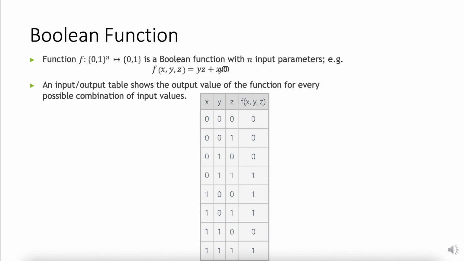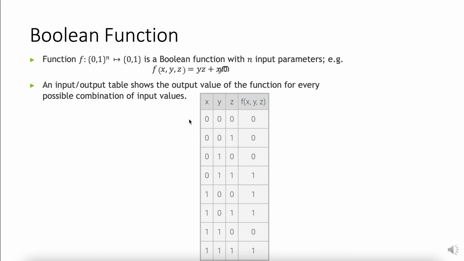Now Boolean functions, this is more of an example. A Boolean function from 0, 1 raised to the power of n, going to 0 or 1, is a Boolean function with different parameters. So f of x, y, z is equal to yz plus xy. The input and output table here shows that you have different combinations and you're just going to plug them in for different values. So that's basically what your table is going to look like.